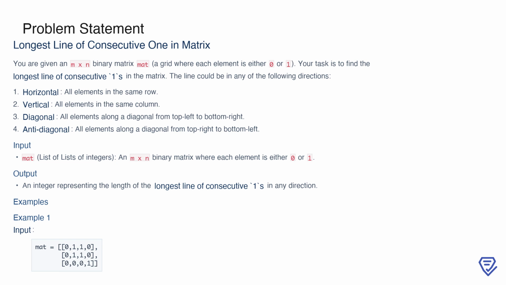The input is this binary matrix, represented as a list of lists of integers, and the output is a single integer indicating the length of the longest line of consecutive 1s in any of these directions. Let's explore some examples to clarify this further.